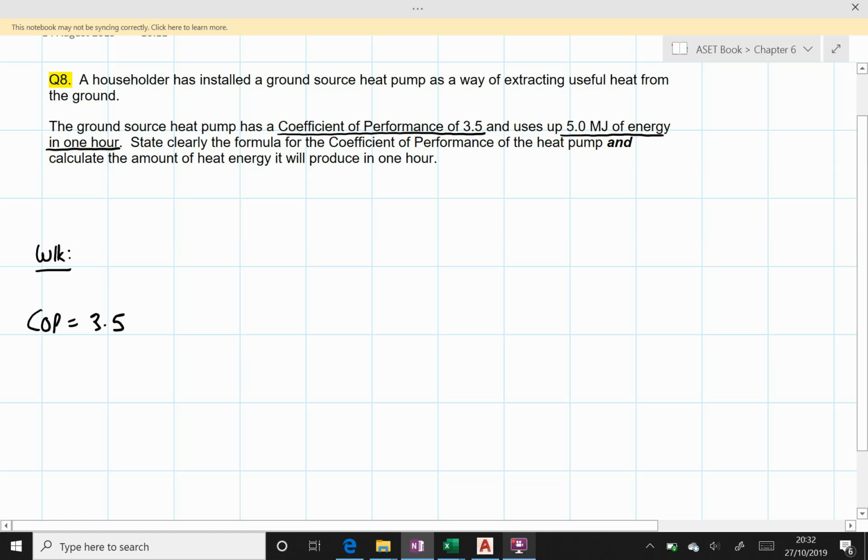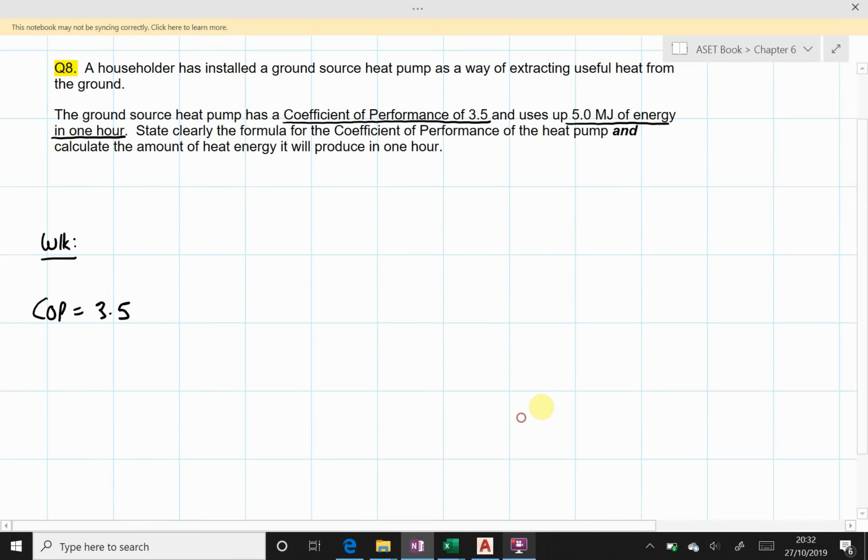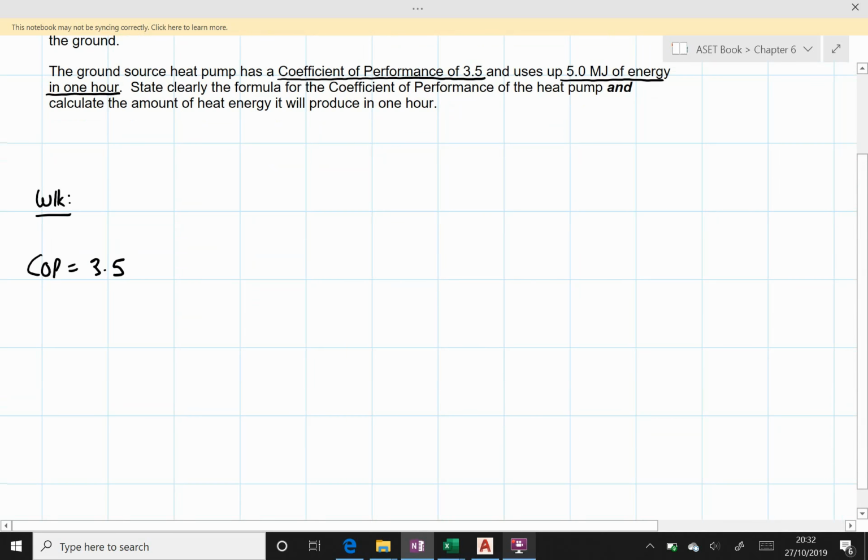We're also told in the question that the heat pump uses up 5.0 megajoules of energy in 1 hour. And of course the type of energy that is more technically transferred into other forms by the heat pump is indeed electrical. And so W equals 5.0 megajoules per hour.